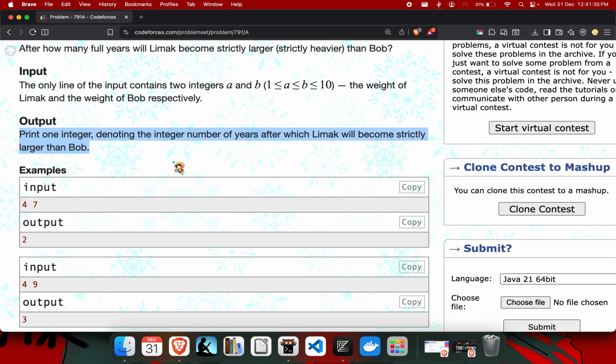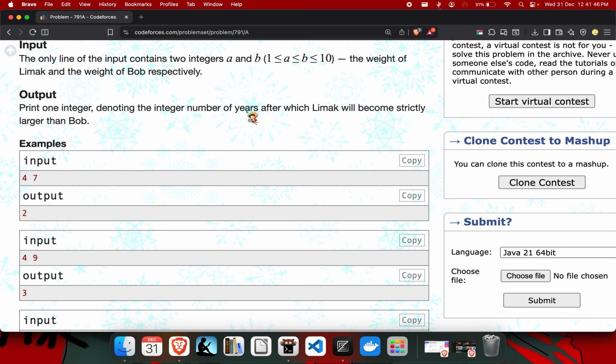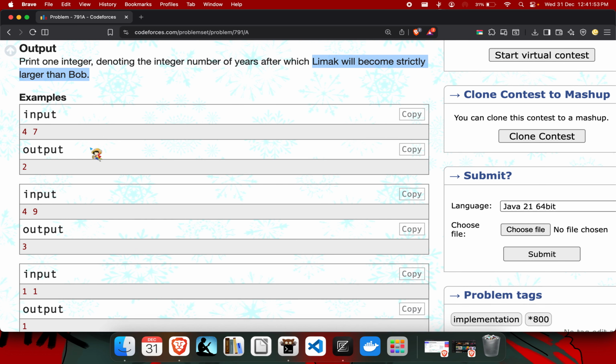Looking forward to it. Coming back to our question, the problem statement wants us to find the minimum number of years after which Limak will become strictly larger than Bob. So how can we do that? One thing which can come to your mind is, let's iterate for 1 year, 2, 3, 4, 5, and so on. While doing this, check whether the condition is satisfied.